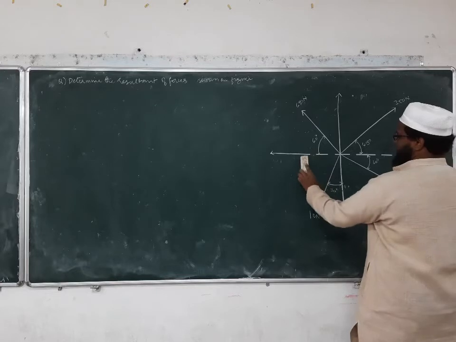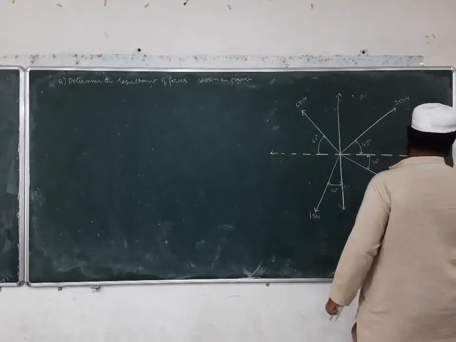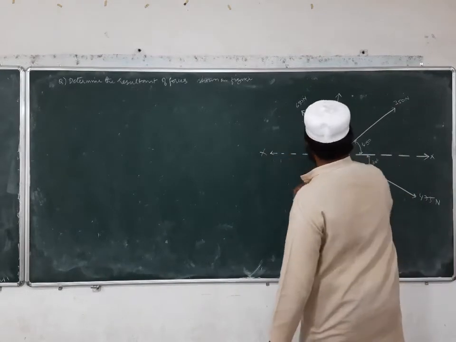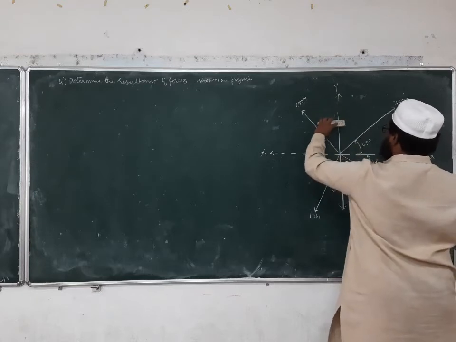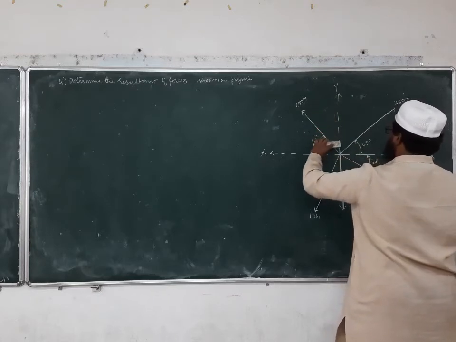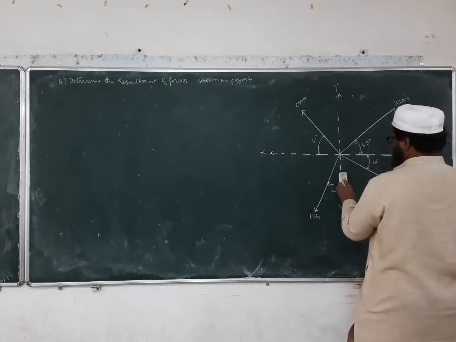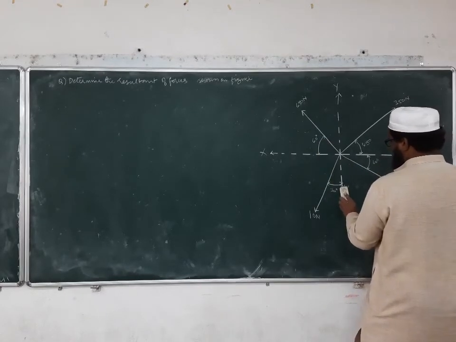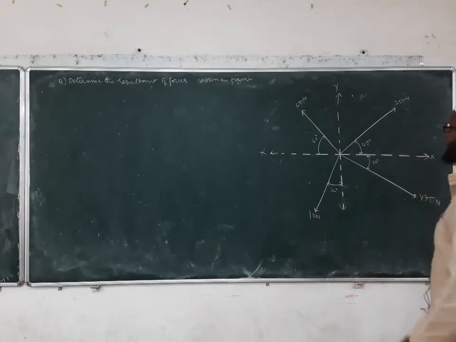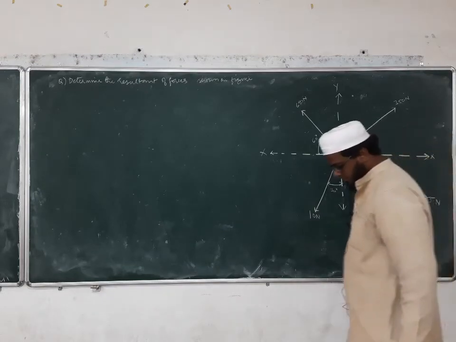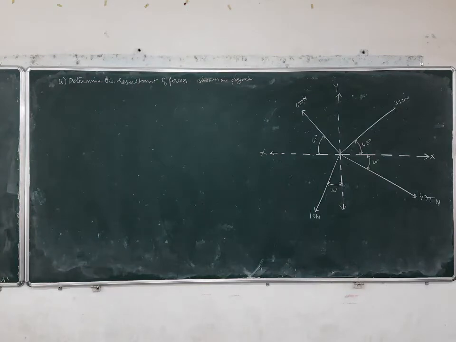I am dotting out this one so that it may not look like a force. So this is your x-axis and this is the y-axis. Okay. So again, we have to calculate the resultant for this one.